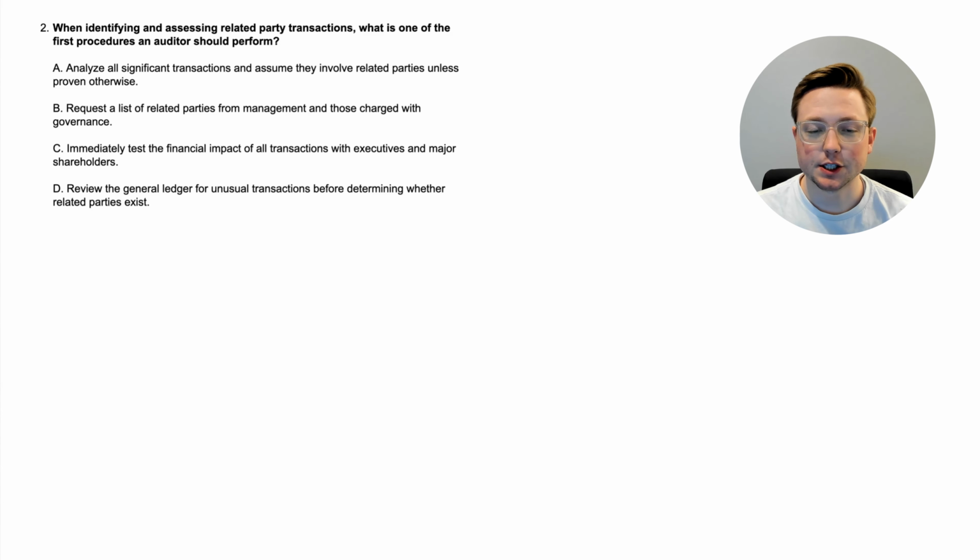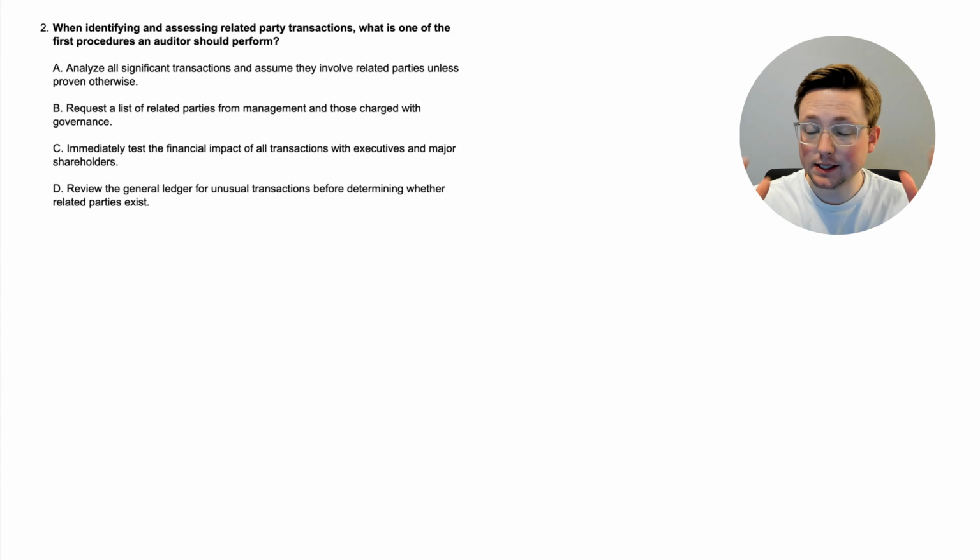All right, here we are at question 2. When identifying and assessing related party transactions, what is one of the first procedures an auditor should perform? So let's go through the options. Option A, analyze all significant transactions and assume they involve related parties unless proven otherwise. Option B, request a list of related parties from management and those charged with governance. Option C, immediately test the financial impact of all transactions with executives and major shareholders. Or option D, review the general ledger for unusual transactions before determining whether related parties exist.